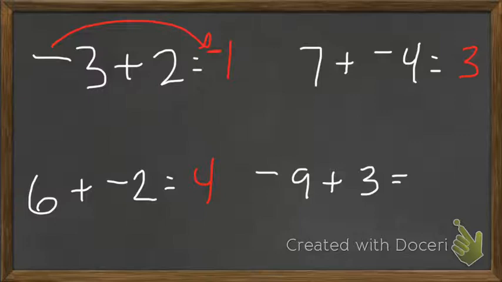Here we got negative 9 plus 3. Let's say you are short $9. You owe somebody $9 and you add 3, you give them $3. Now you only owe them 6. So 9 minus 3 is 6, and you keep the sign of the bigger number. So negative 6.